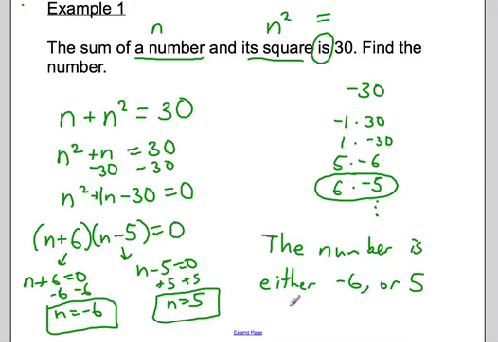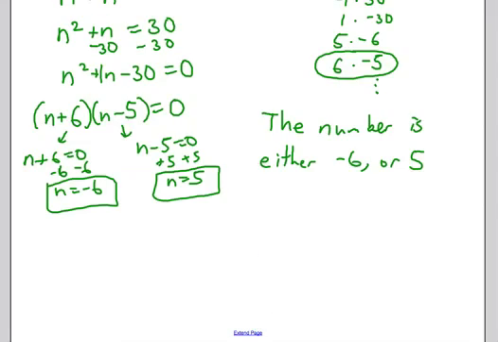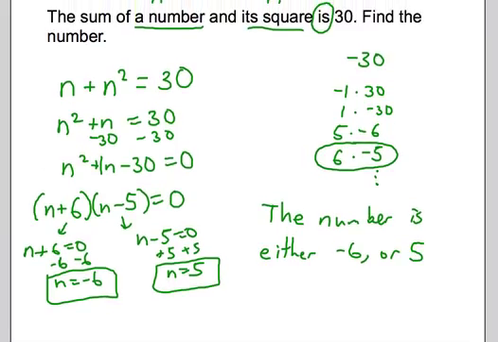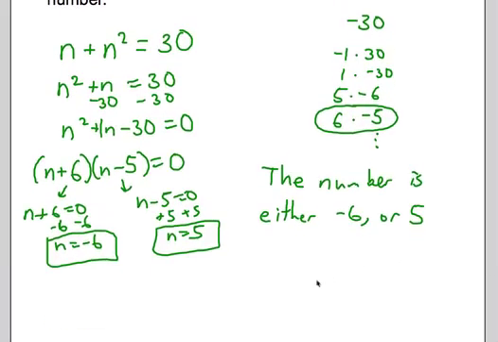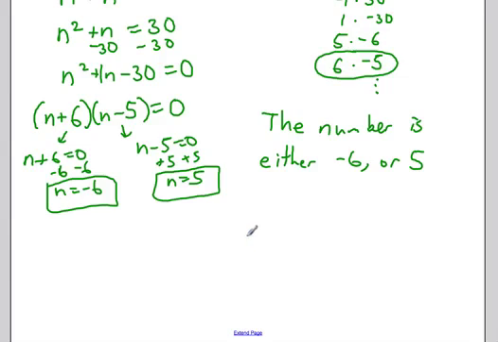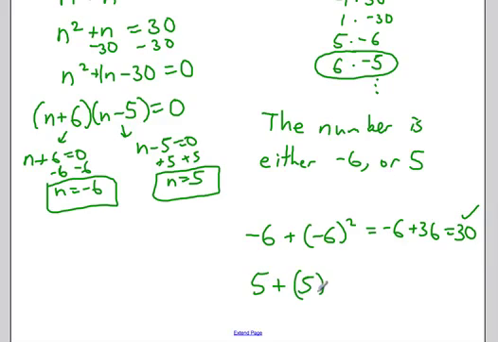Okay, you can check that if you want. So the original question says the sum of a number and its square is 30. So let's see if that works for both those answers. The sum of a number and its square. So if you do negative 6 plus negative 6 squared, you get negative 6 plus 36, which equals 30. So that's correct. And let's try that for 5. 5 plus 5 squared, that equals 5 plus 25, which equals 30. So both of these answers are possibilities.